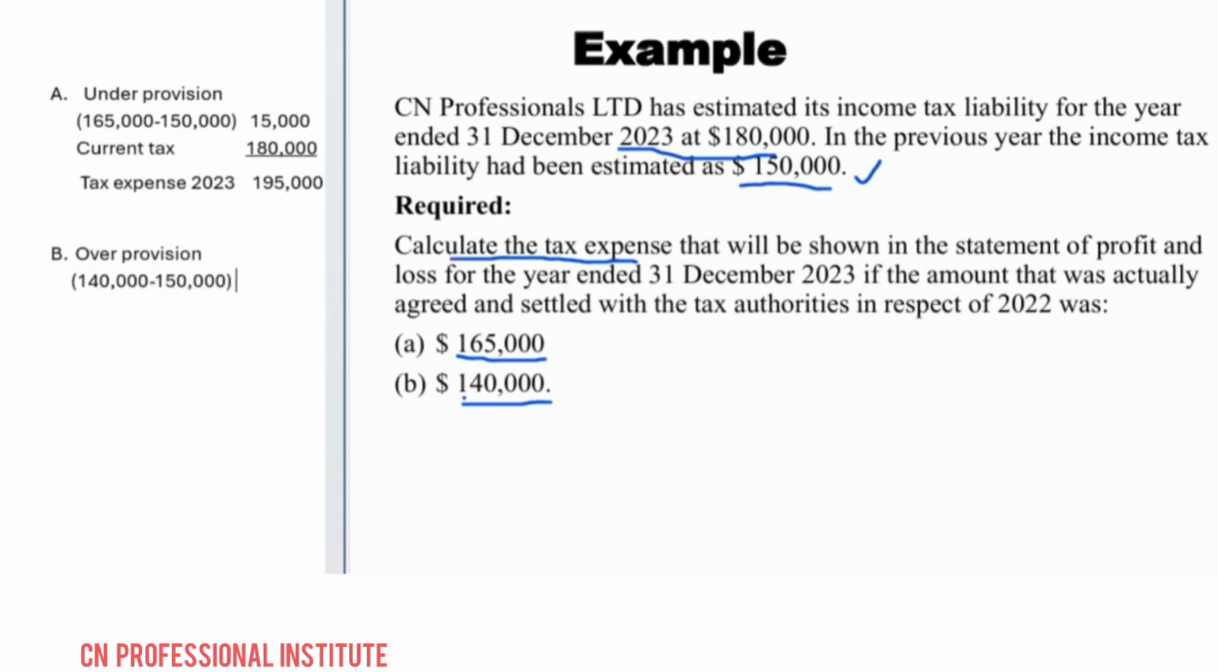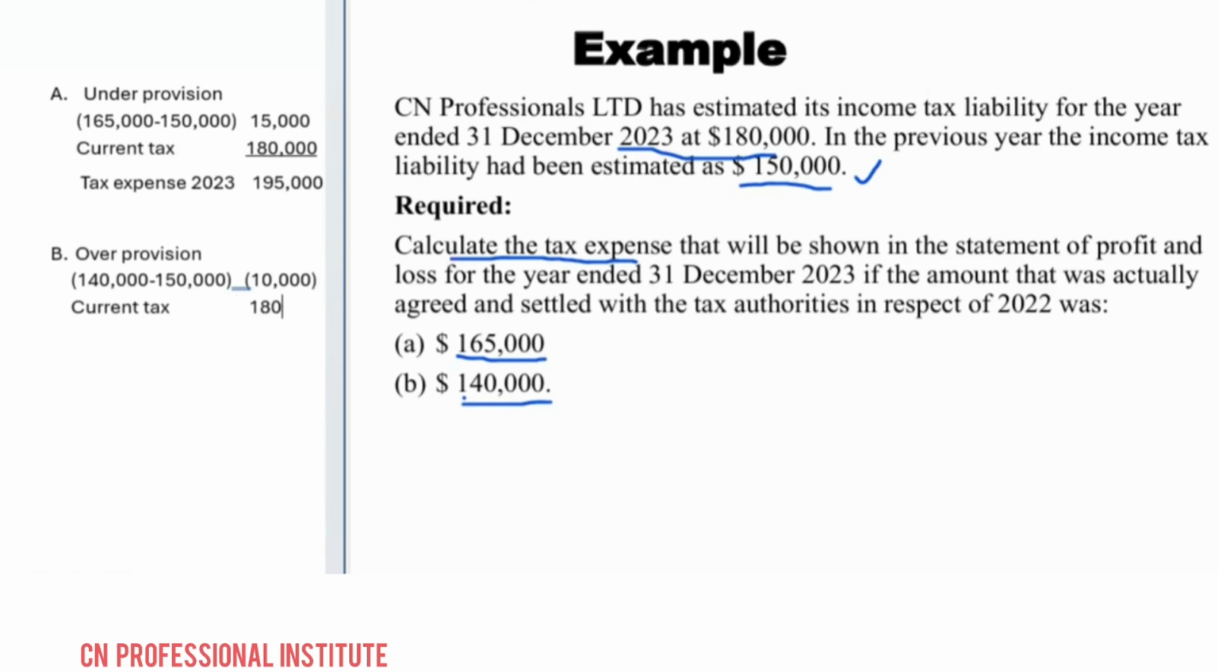Okay, so we have over provision of what? 10,000. And this 10,000 should be deducted from the current tax. It has to reduce our current tax. Okay, so we bring the over provision and the current tax. Our current tax is still 180. That's the current tax for the year, for 2023. So current tax is still 180.